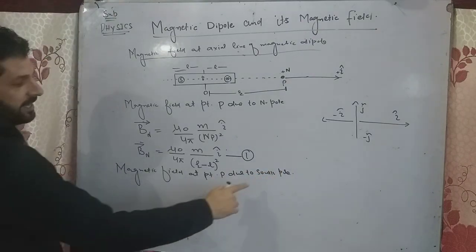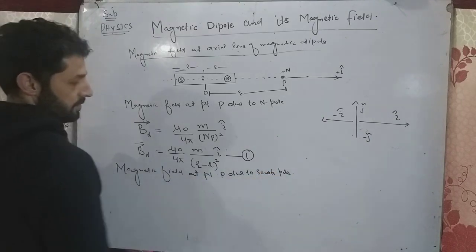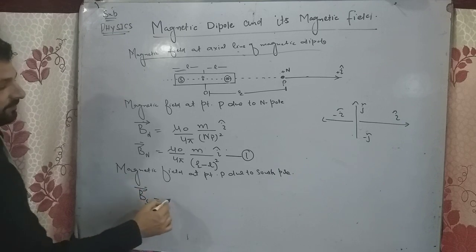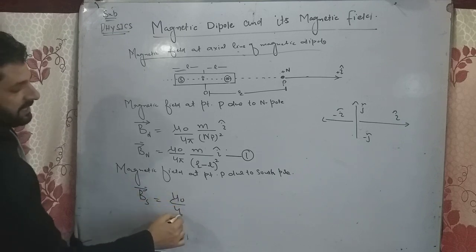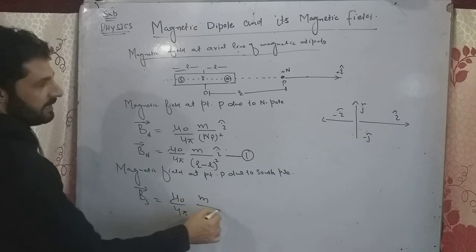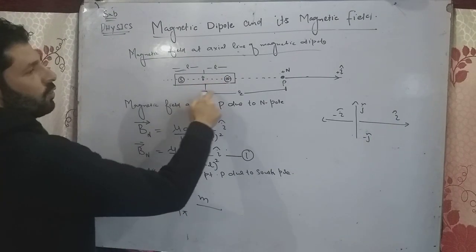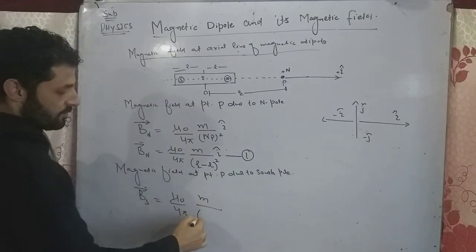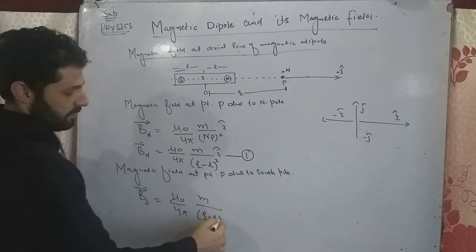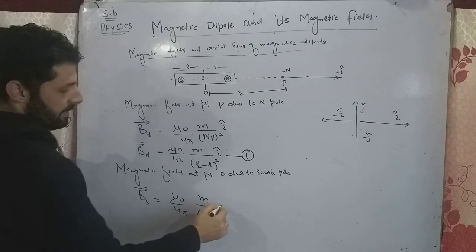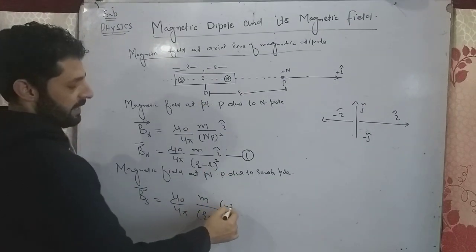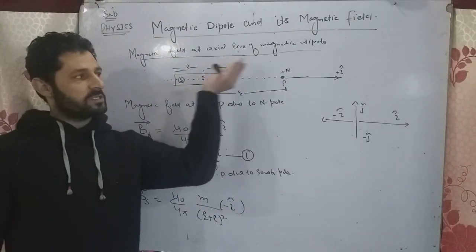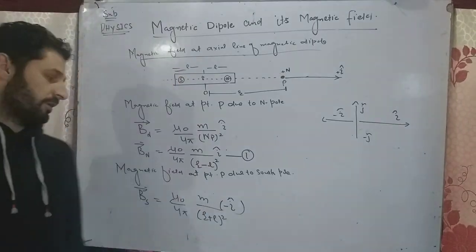So from the South Pole, what will come? From the South Pole will come BS. That will be mu 0/4 pi, similarly M divided by S squared. But this is S. S is OP plus L, that is R plus L. So R plus L whole square. And it will be along the negative axis, minus I cap, because the South Pole will attract this North Pole, so the direction of the force, the direction of this field, will be negative.